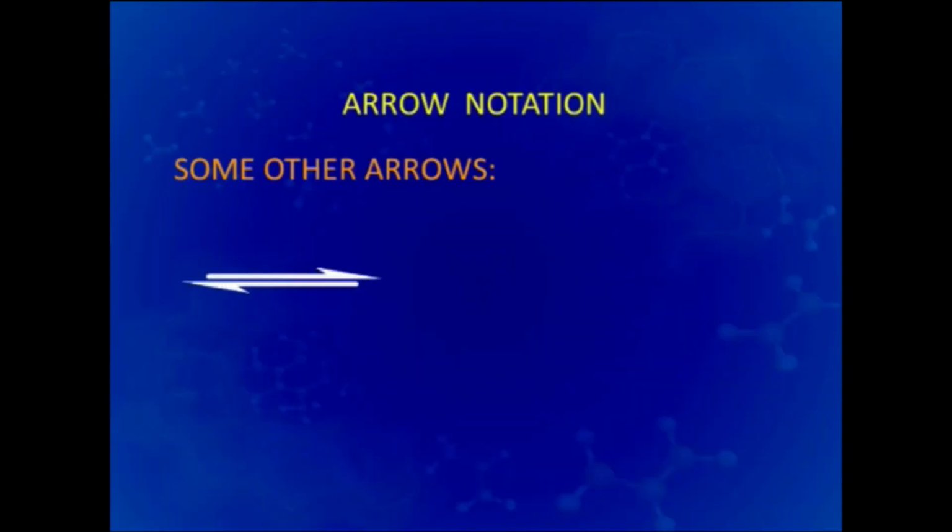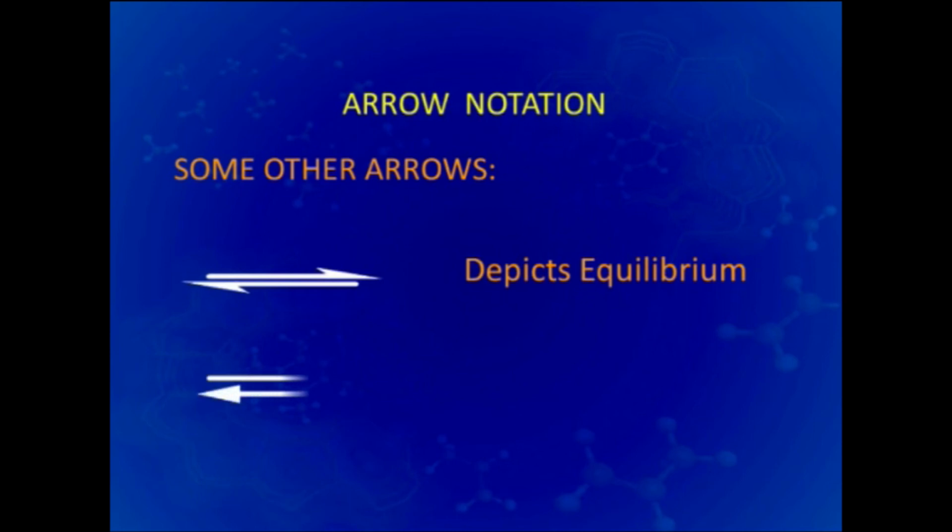Now, the half-headed arrow on both sides depicts equilibrium, that is, the reactants and the products remain in equal amounts in this case. Whereas two arrows in opposite directions with double heads denote a reversible reaction. The reaction is proceeding in both directions, in the forward as well as in the backward direction.